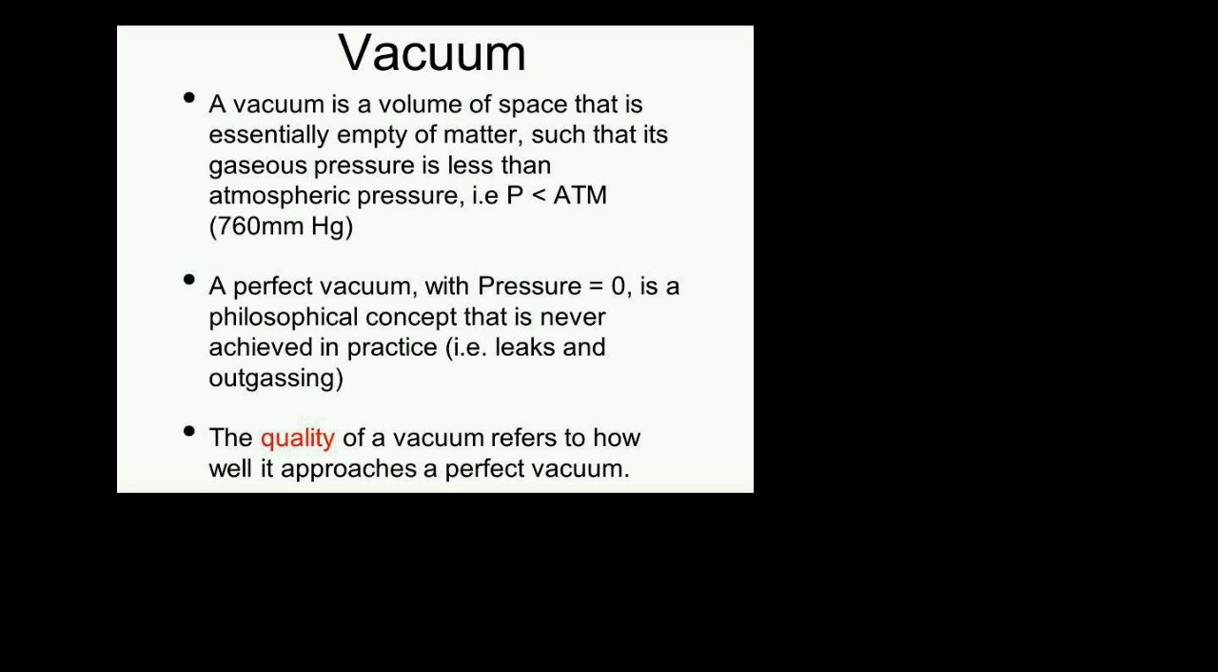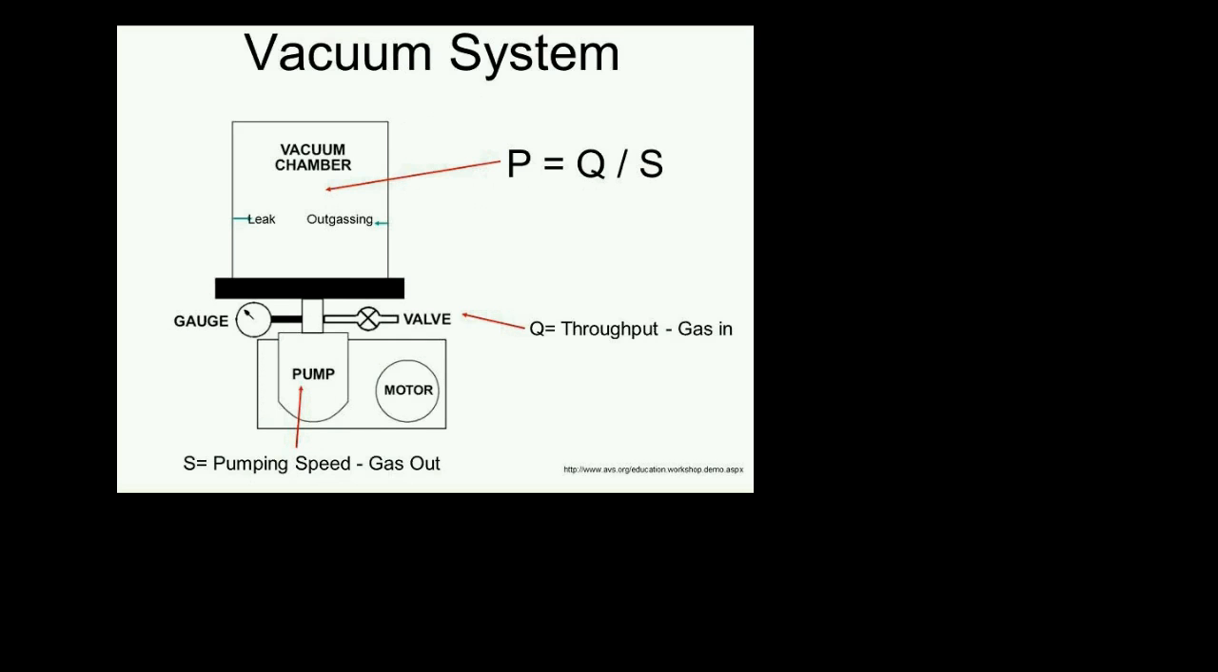So an RGA, a residual gas analyzer, is very often used to measure the quality of a vacuum, which refers to how well a system is approaching this perfect vacuum, P equals 0. I'm going to use this diagram throughout the presentation. This is my mock-up of a vacuum system. And the idea in this, we have a vacuum chamber.